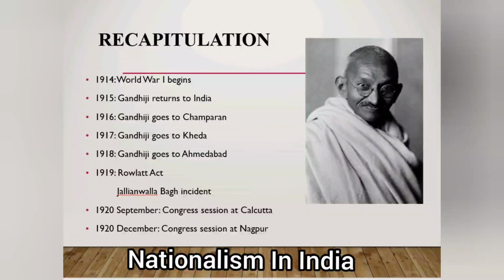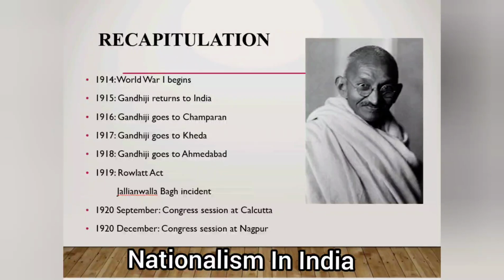In 1915, we see Mahatma Gandhi returning from South Africa and organizing satyagraha movements in various parts of the country. In 1916, we see him going to Champaran in support of peasants against the oppressive plantation system.